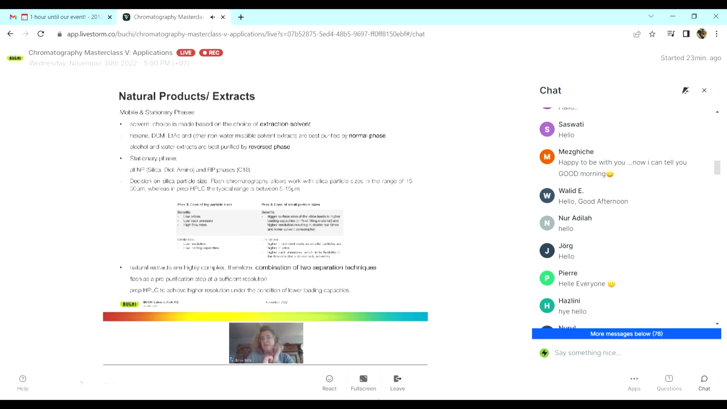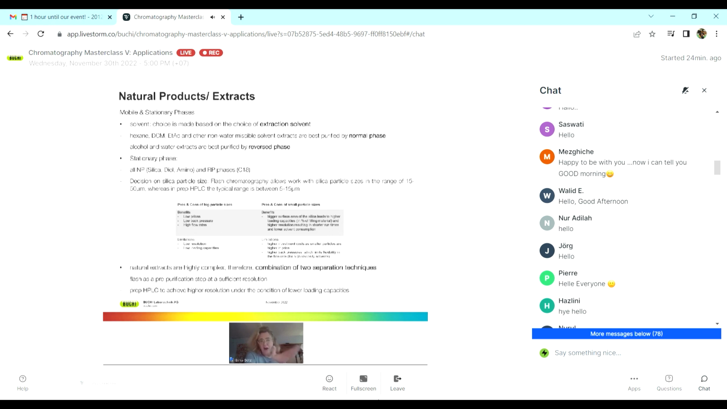And for the stationary phase, it can be any. It can be normal phase like silica, diol, amino. It can be reverse phase like C18, C8, C4, everything possible. Another decision you have to make is then on the silica particle size. If you go for flash, you typically have the option between 15 to 50 micrometer particle size. In prep HPLC, it's between 5 and 50.